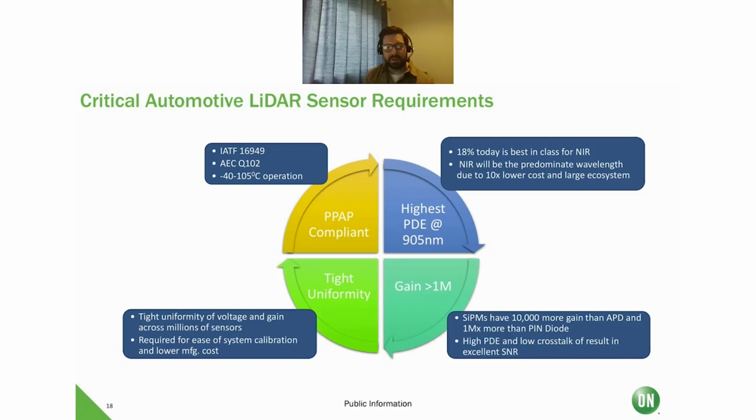So there are some critical sensor requirements for automotive LiDAR. The first is the sensitivity, and the sensitivity at 905 nanometers. Sensitivity for an SiPM is specified by the parameter PDE, which stands for photon detection efficiency. Today, 18% is the best in class for the near infrared. And we see that the near infrared wavelengths will be the dominant wavelengths for LiDAR due to the 10 times lower cost and large ecosystem available.